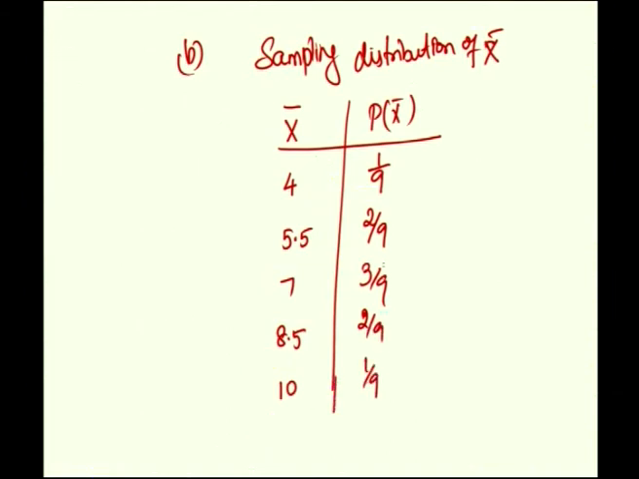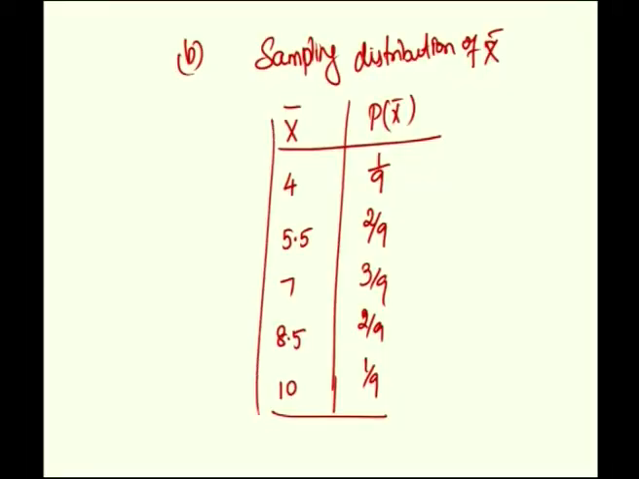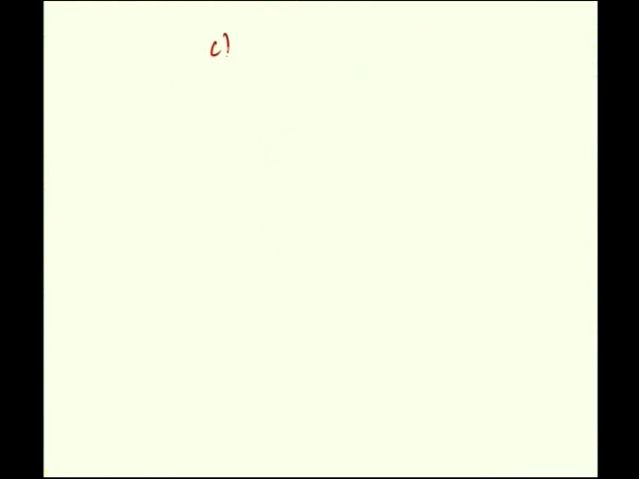Just check whether total probability comes to be equal to 1. 1 by 9, 1 plus 2, 3, 3, 6, 8, 9. 9 by 9 gives you total probability is 1. Therefore, this is the appropriate sampling distribution of x bar, or otherwise the probability distribution of x bar. This is how the tabular column is formed. Next, you are asked to find out the mean and standard deviation for this particular sampling distribution.